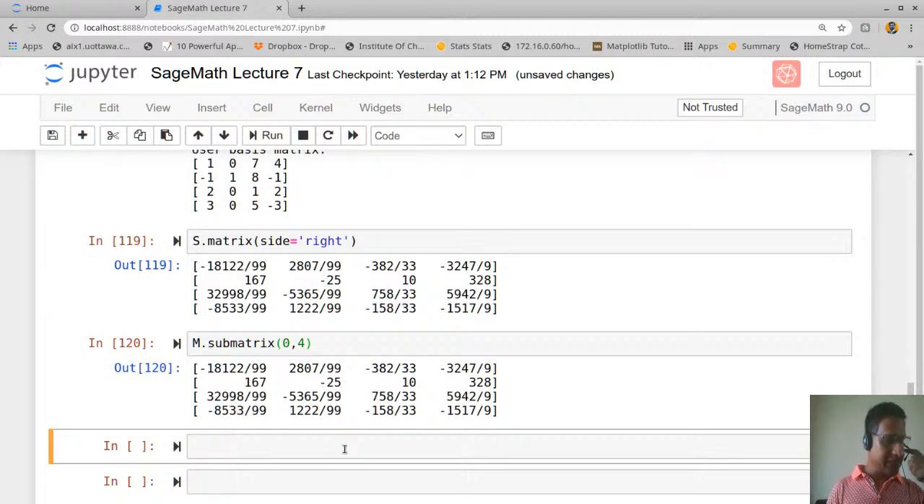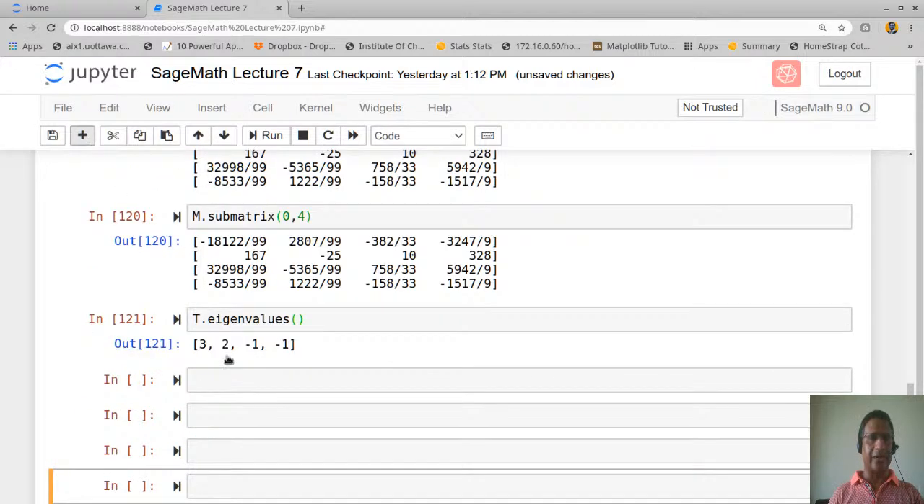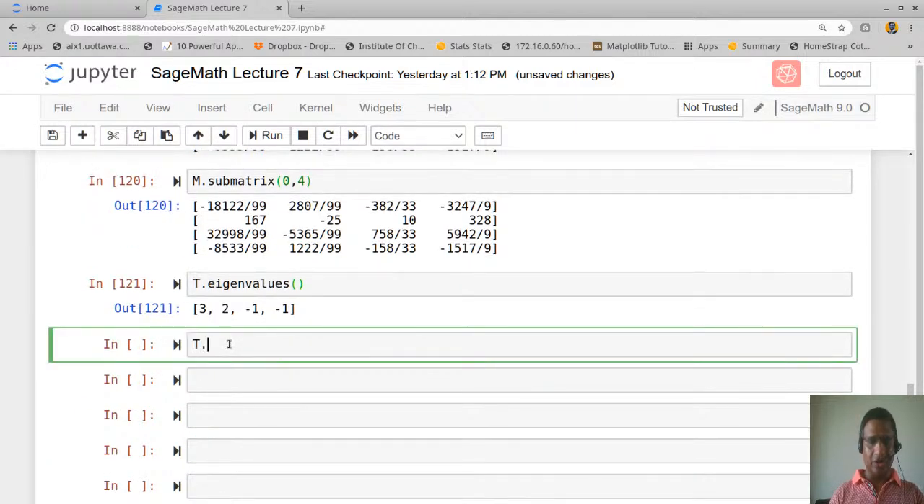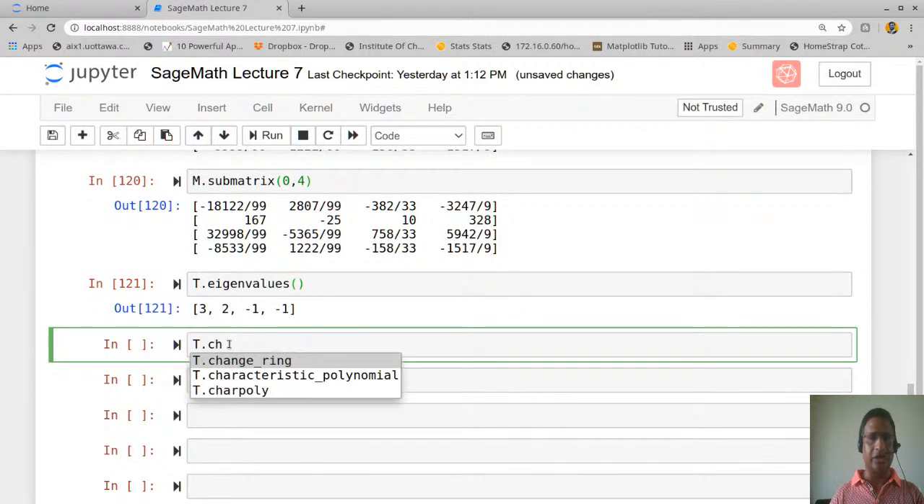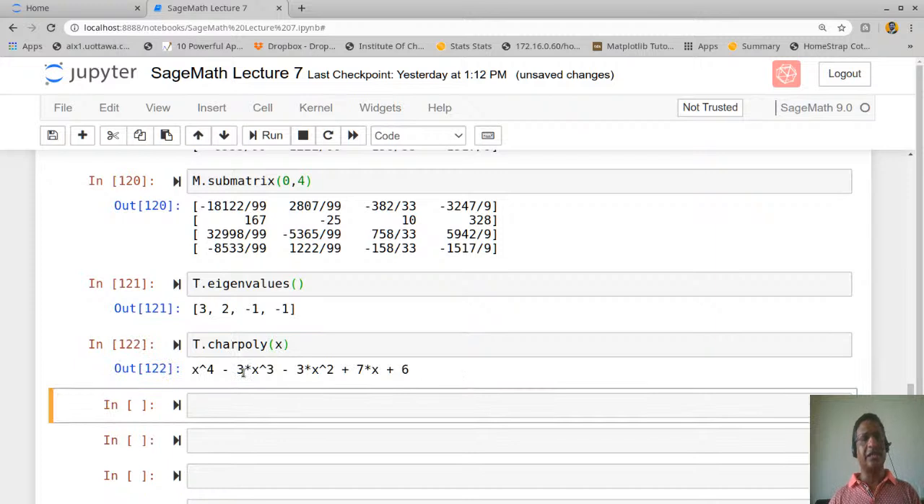Okay, next let us look at how we can find, let us say, eigenvalues and eigenvectors, right? So we can simply say T dot eigenvalues. So the eigenvalues are 3, 2, minus 1, 1. And similarly, you could also find eigenvectors, right? Or you can find the characteristic polynomial, T dot characteristic polynomial. You may have to mention with respect to which variable, so let us say with respect to X. So this is the characteristic polynomial.